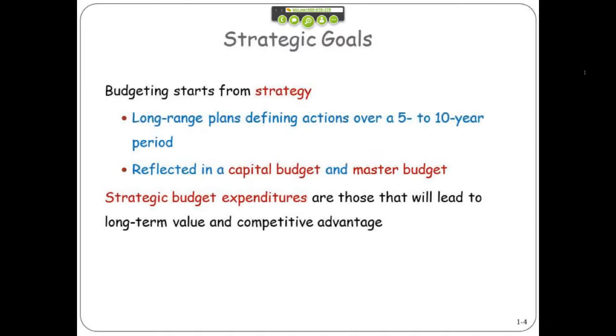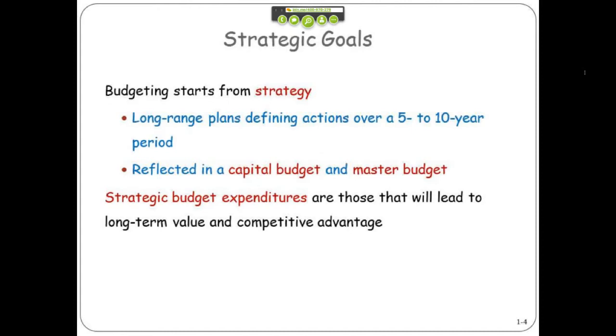Like everything, a budget starts from the strategy. And we know a strategy is a long-range planning effort, 5 to 10 years out. And you have a master budget, which is what we're going to focus on today, but you also have capital budgets. Capital budgets identify where you need to make significant investment for the future.